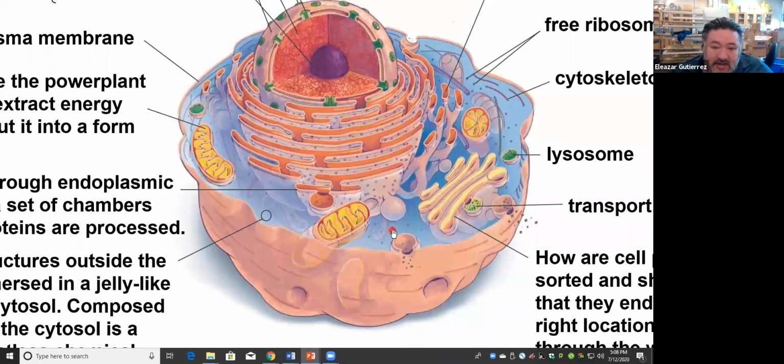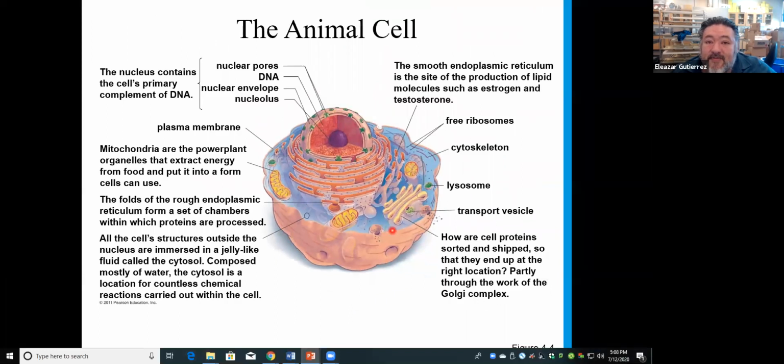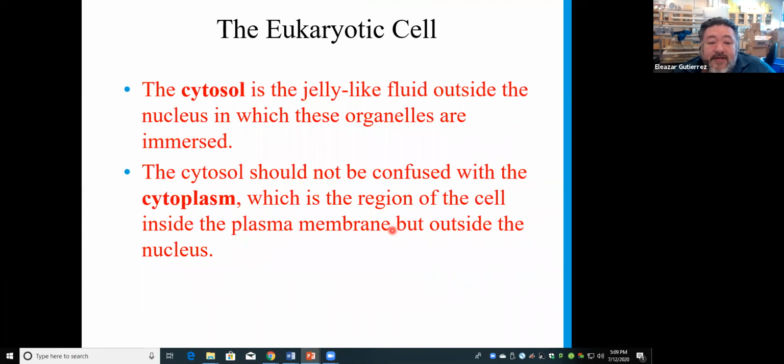Feel free to address those on your own. We're going to go into it in a little bit more detail in a second here, but it can't hurt for you to look at them either. Let's see, the cytosol is a jelly-like fluid outside the nucleus in which these organelles are immersed. This is important, okay?